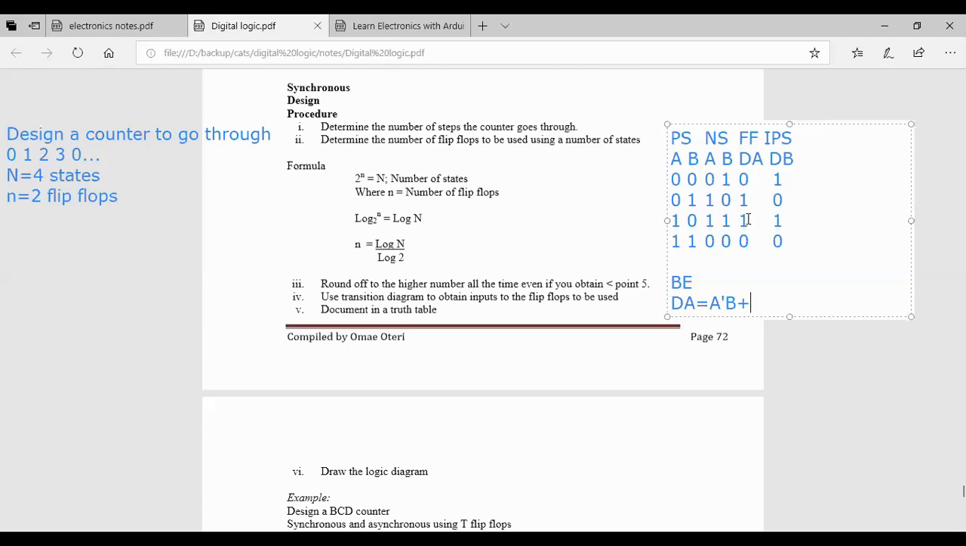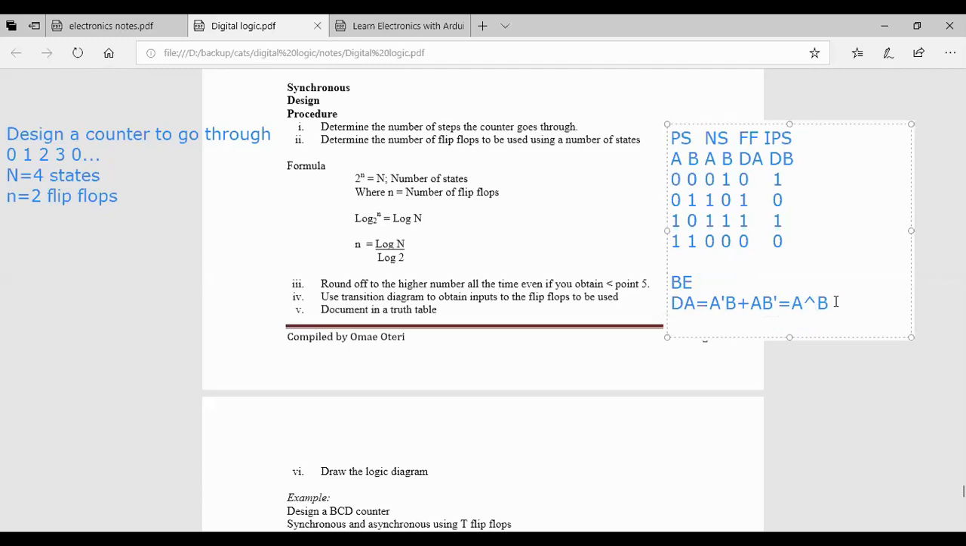Then look at the next one for DA. Move to the input, 1, 0. What does that mean? There will be A, B bar. Effectively, what is this? What's A bar B or A, B bar? A plus B. It's A XOR B. Please remember XOR is represented using this symbol here.